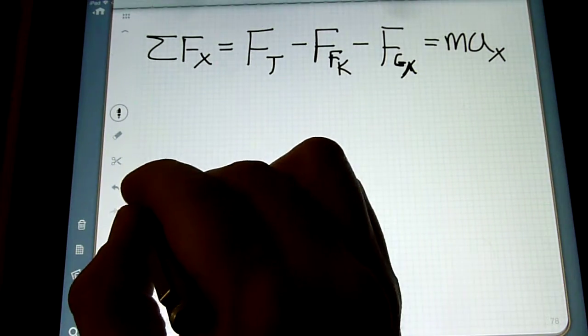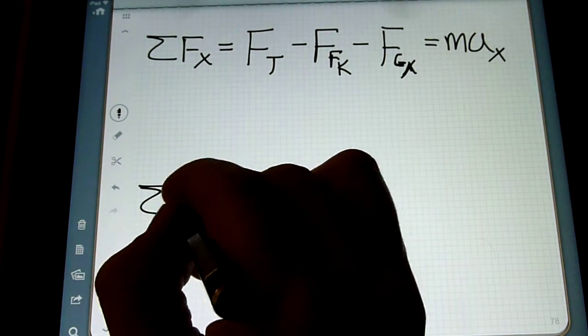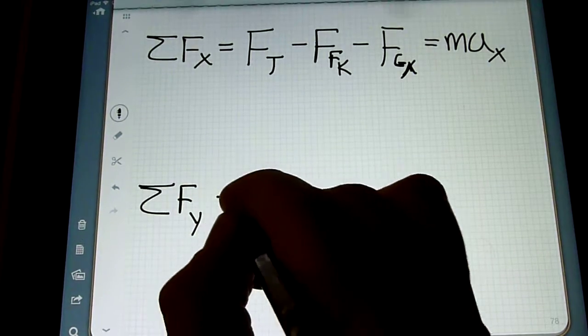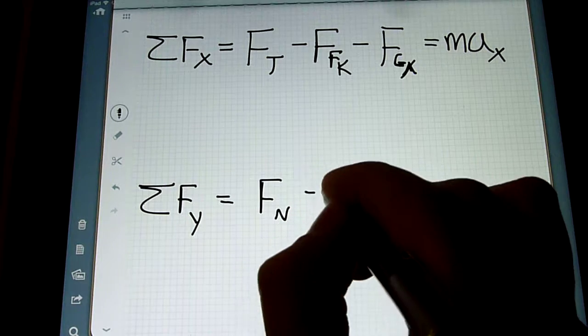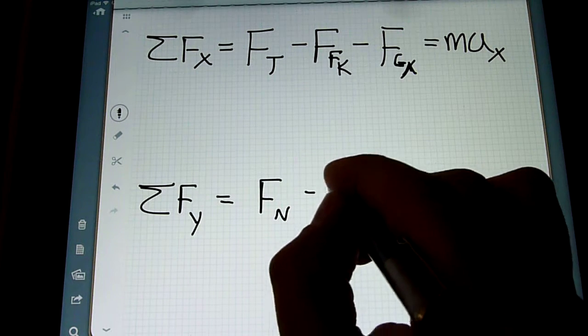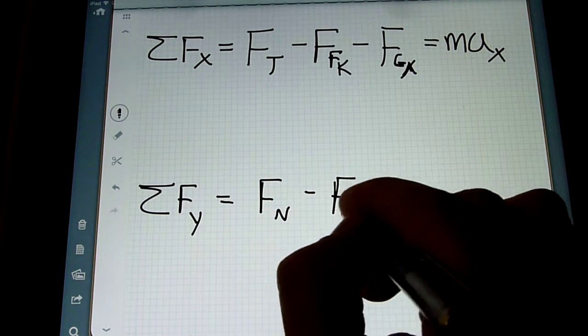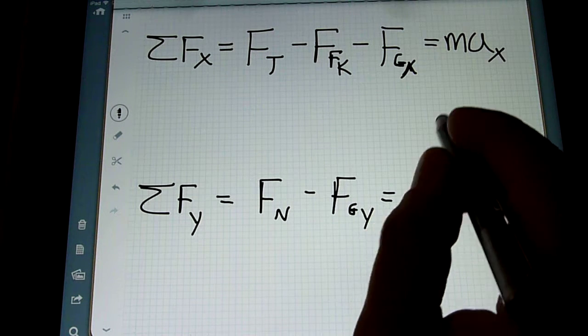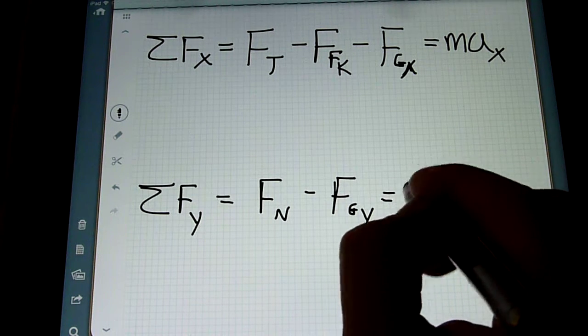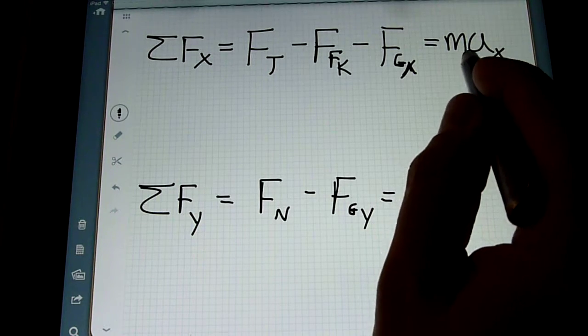Then in very general terms, for my y direction, F of y, I'm going to have an upward normal force, Fn. And then down, I don't have the weight, but I have the y component of the weight. And that's going to equal the mass times the acceleration in the y direction, which would be 0. We should specify this as mass A.